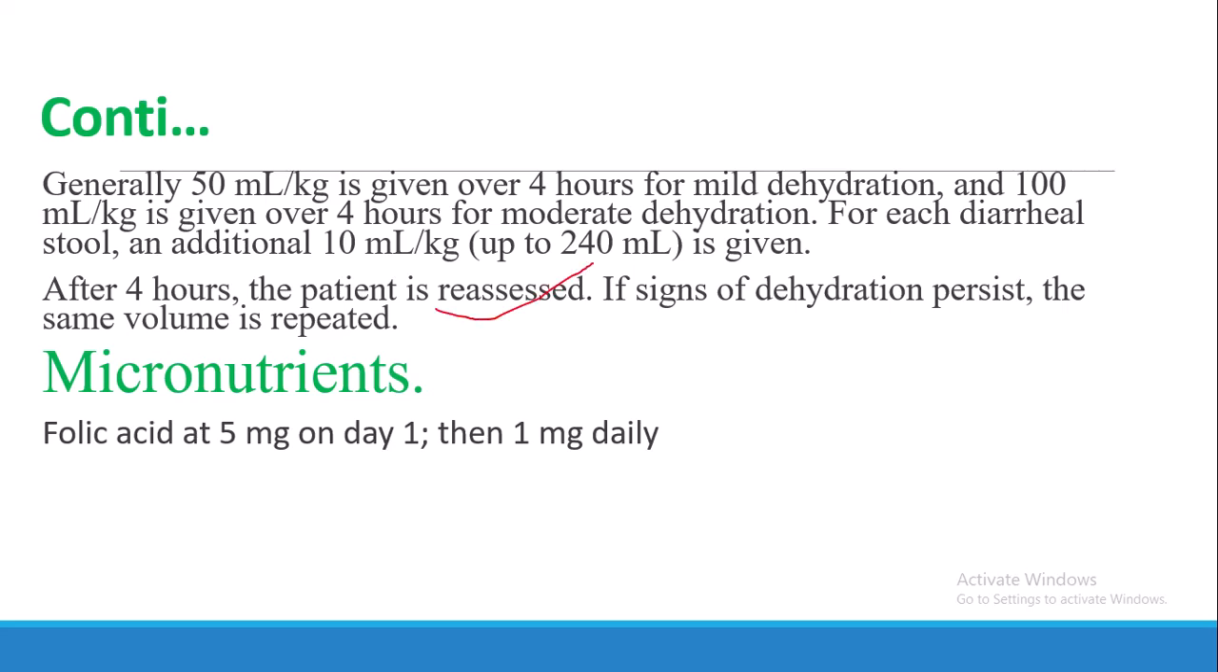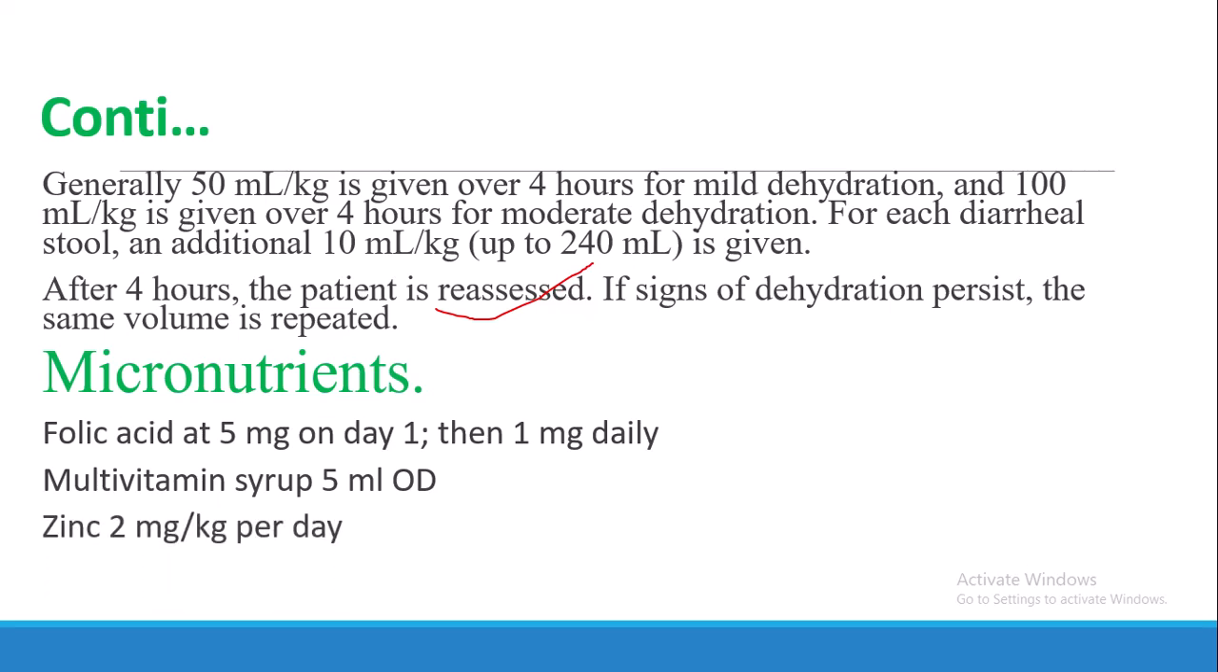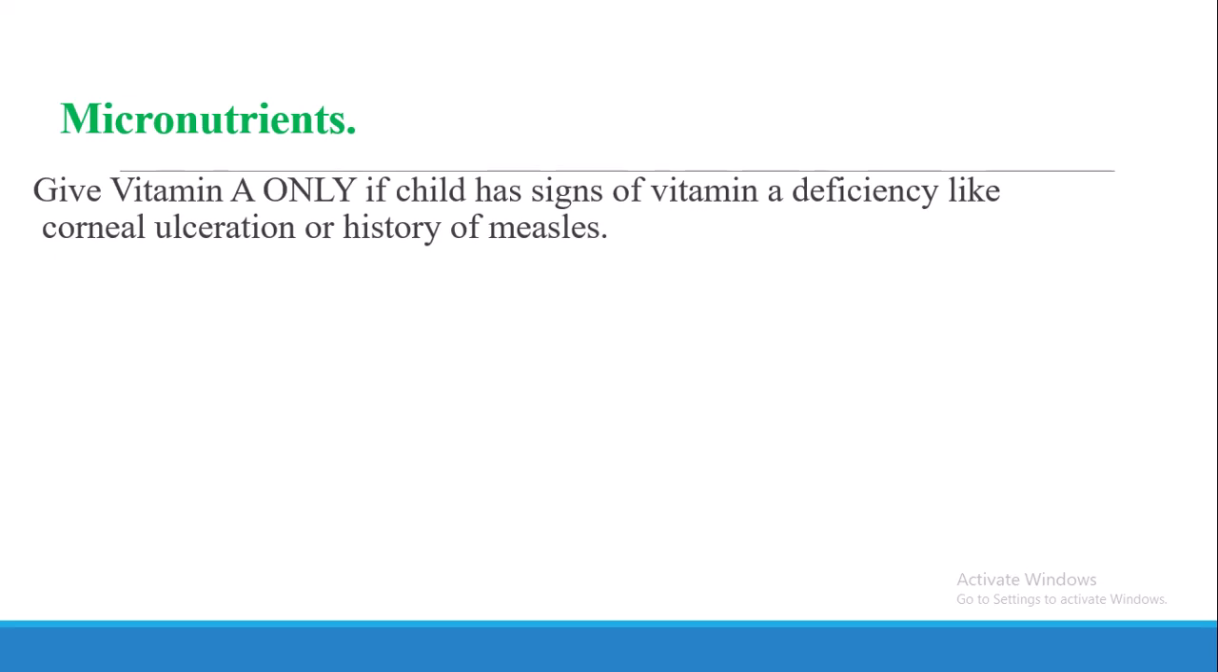So for micronutrients, you can give folic acid 5 milligrams orally per day, multivitamin syrup 5 ml once a day, zinc 2 milligrams per kg per day, and then copper, that is 0.3 grams per kg per day. For these micronutrients, vitamin A is only given if there are signs of vitamin A deficiency like corneal ulceration or if the child has had a history of measles.